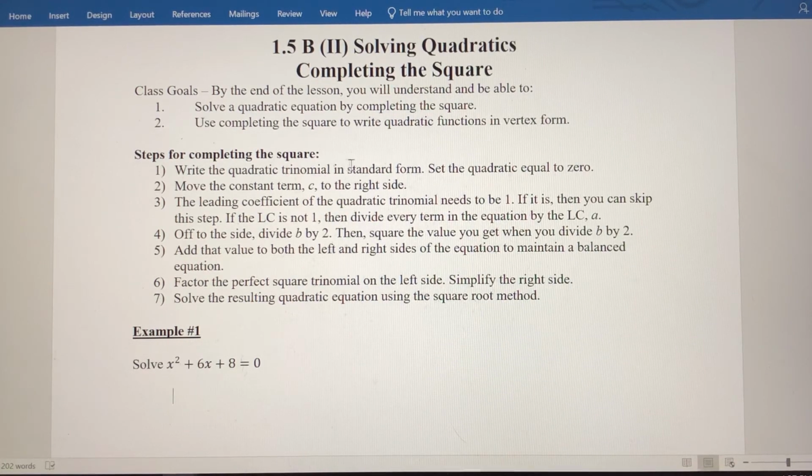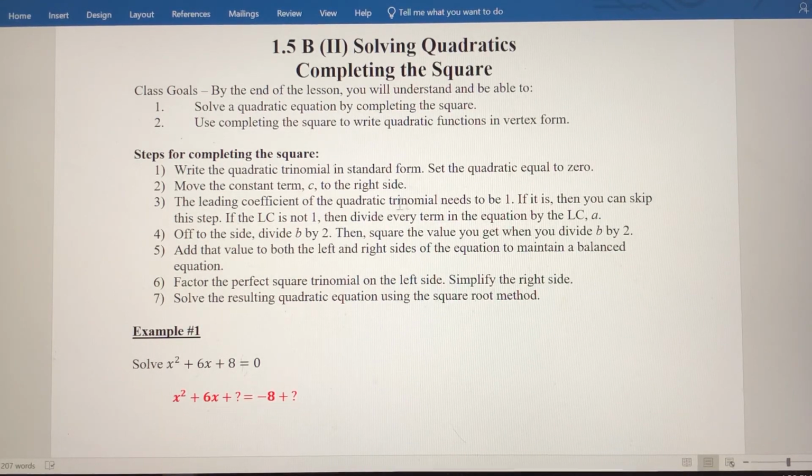So we're going to write the quadratic trinomial in standard form. Well, it's already in standard form, which means everything on one side set equal to 0. Remember, in standard form, the coefficient of x squared is a, the coefficient of x is b, and c is the constant. So first thing we want to do after that's done, we're going to move the constant to the right side. I've moved the constant over here, it becomes negative, and notice I've left space here and here. Eventually I'm going to add the same value to both sides.